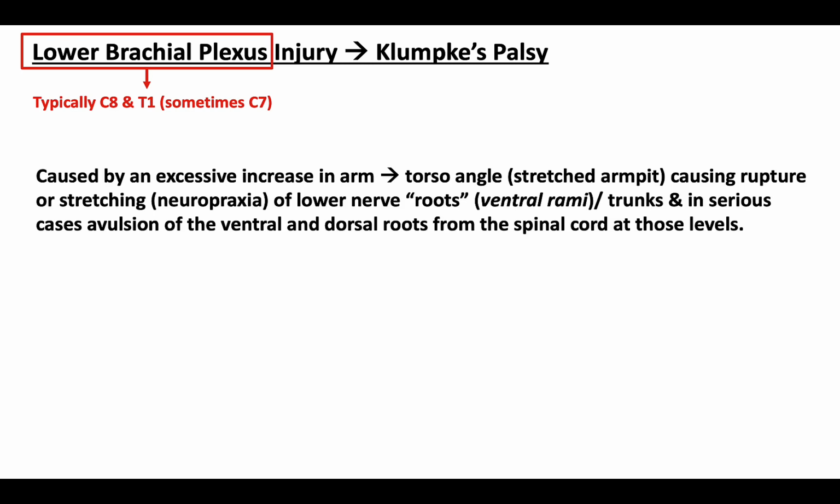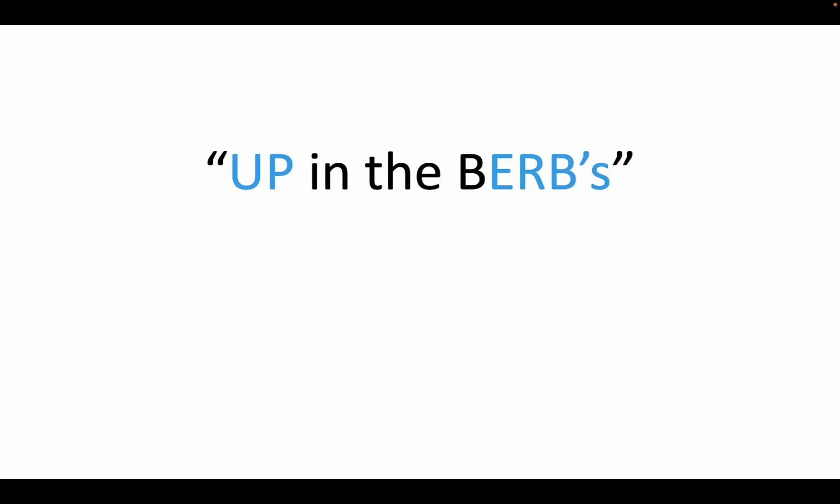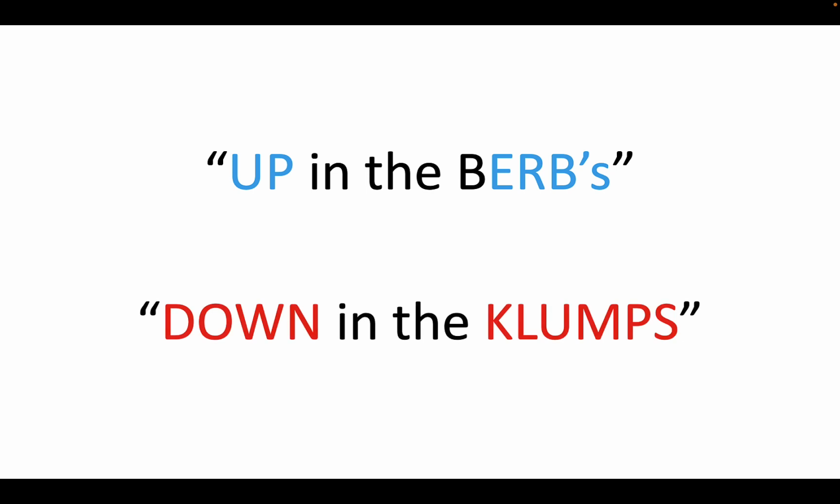Remember, that is essentially the name of the patient presentation. Klumpke's palsy for lower brachial plexus, Erb's palsy for upper brachial plexus injuries. Up in the burbs, down in the clumps is one way to remember that.